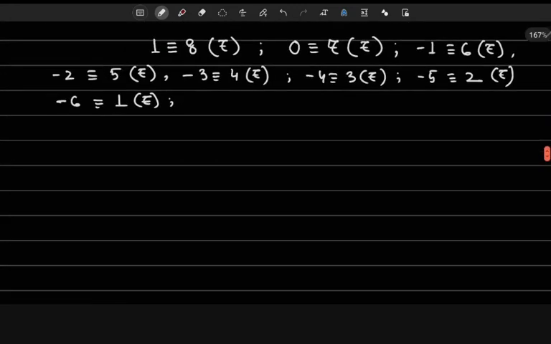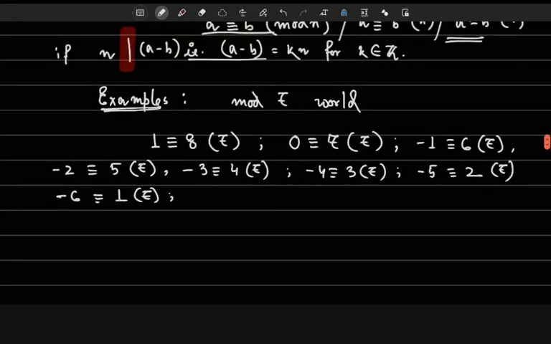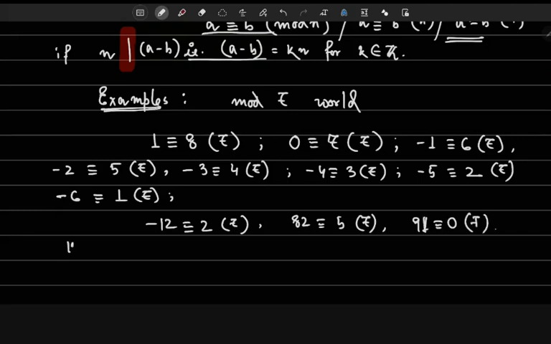You can always find that 1 minus 8 is divisible by 7. That is, 1 minus 8 is equal to minus 7, and minus 7 can be written as minus 1 into 7. So minus 12 is congruent to 2, again mod 7. 82 is congruent to 5 mod 7. 91 is congruent to 0 mod 7. 11 is congruent to 4 mod 7, and so on. You can find it out by yourself.